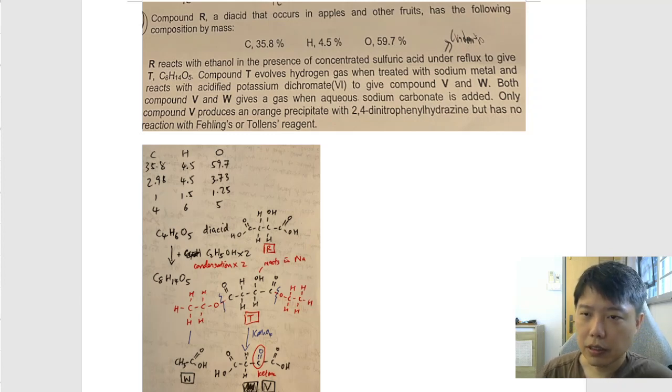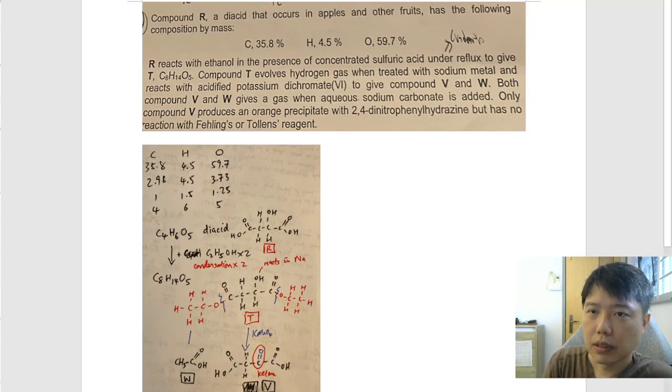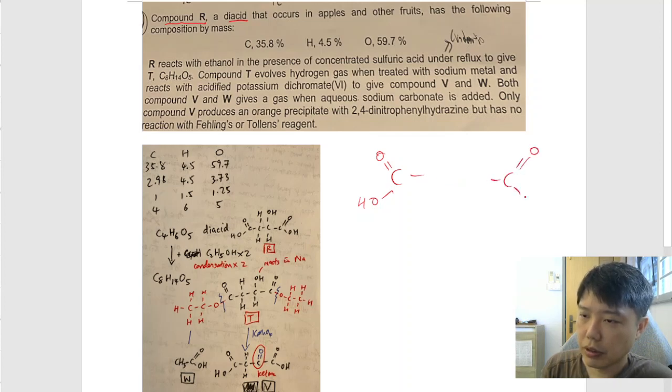Okay, I'm going to try going through this deductive question, sent from one of my students. So you start with compound R, a diacid. So we know that it probably has this structure for sure, because it's a diacid.